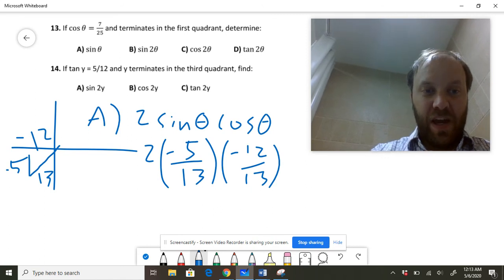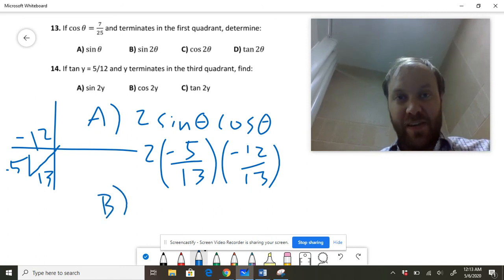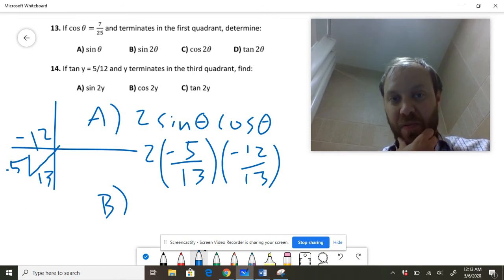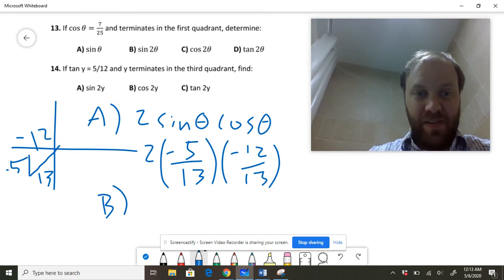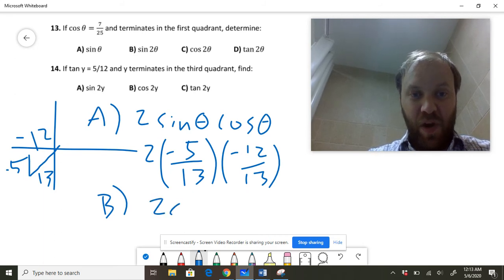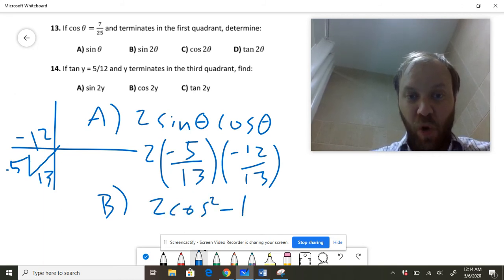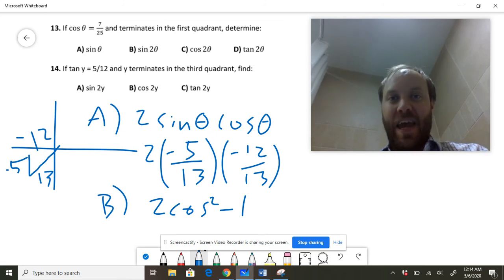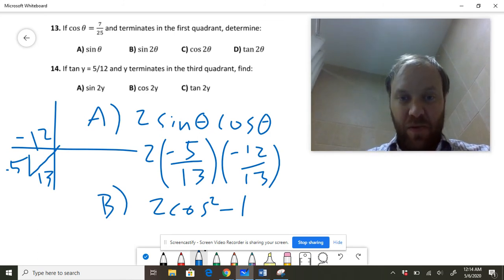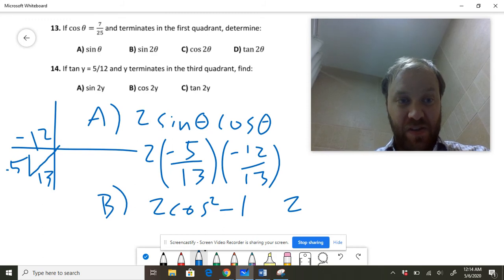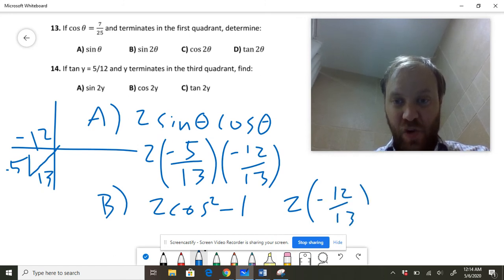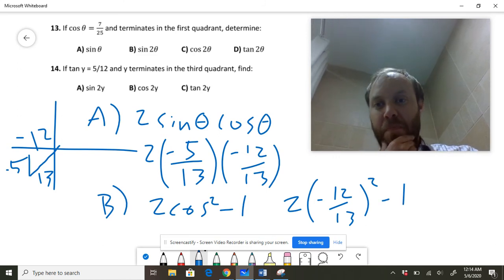Of course, the cosine of twice an angle, you really can decide which one you want to use. We've got four different rules here, but we could say that the cosine is equal to twice the cosine squared minus one, something like that. And then at that point, we could say, well, okay, the cosine value is -12/13. So that would be 2 times -12/13 squared, and then minus 1, okay?